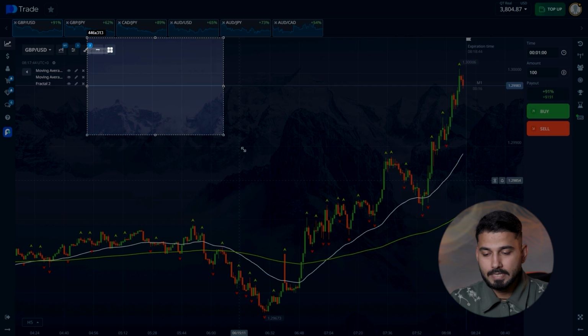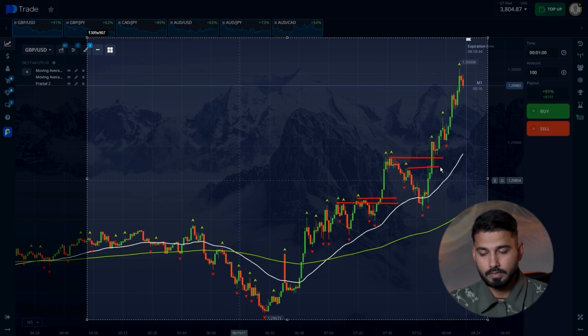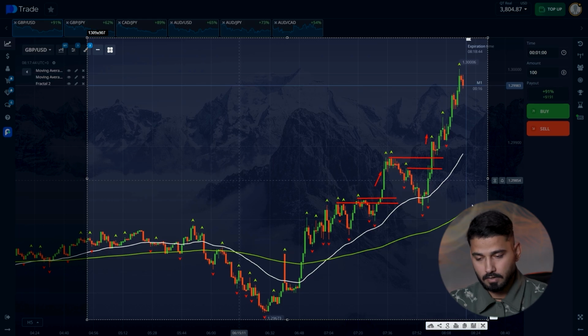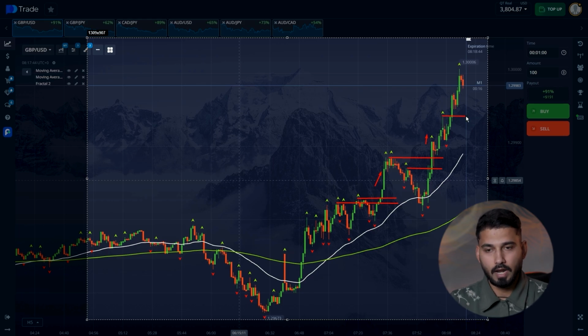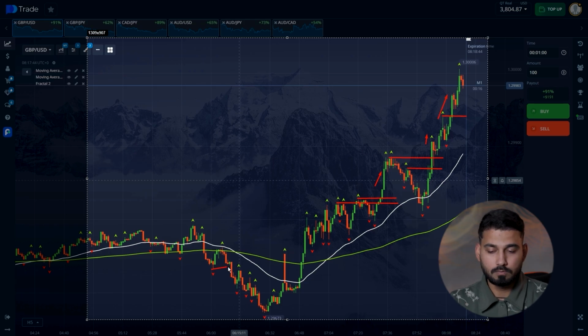Now we need precise entry points and fractals will help us with that. We draw a line from these triangles and wait for the price to cross them. A breakout in any direction signals continuation of the movement. This way we can enter multiple times within a single trend, and it works both upward and downward. The MAs tell us the direction of the price movement and the fractals give us entry signals. It's simple. Let's test this strategy in real time.